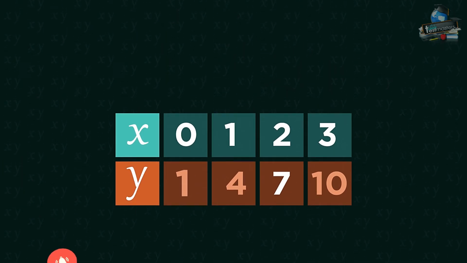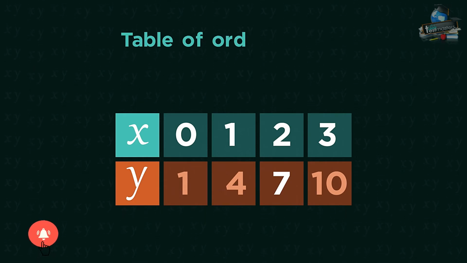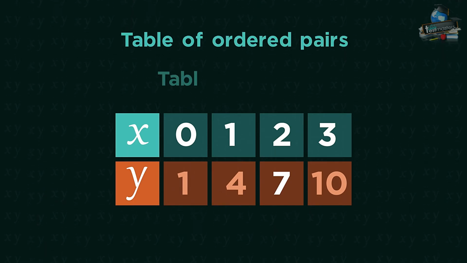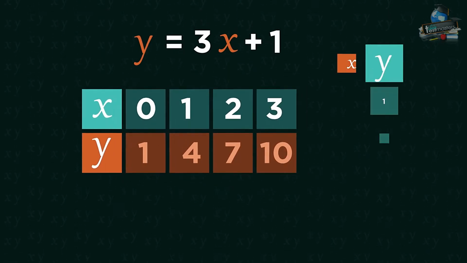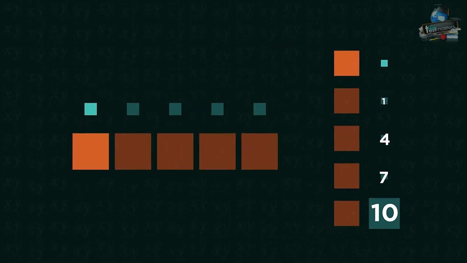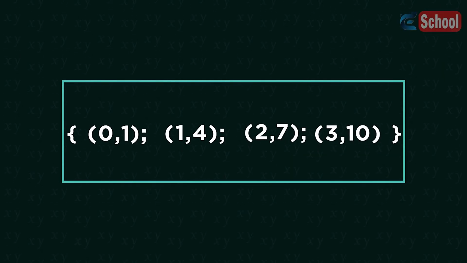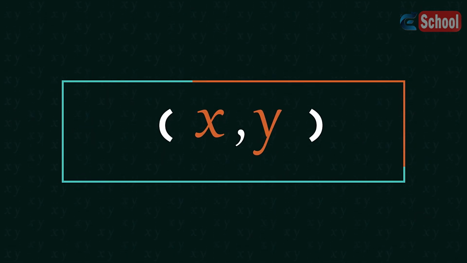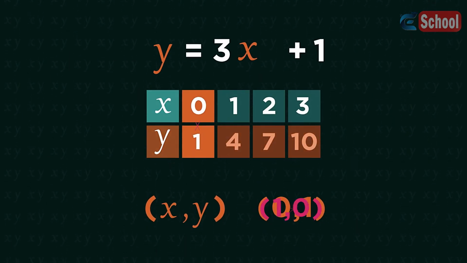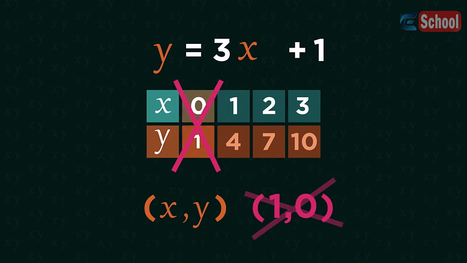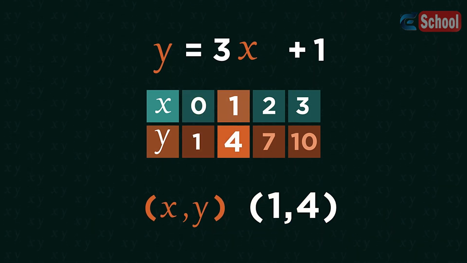This table we have generated is known as a table of ordered pairs, or a table of values. It can be horizontal, like this, or vertical. We can then write out the values as ordered pairs. It's really important that we always write the x value before the y value. So 0, 1, not 1, 0. Then 1, 4, and so on.